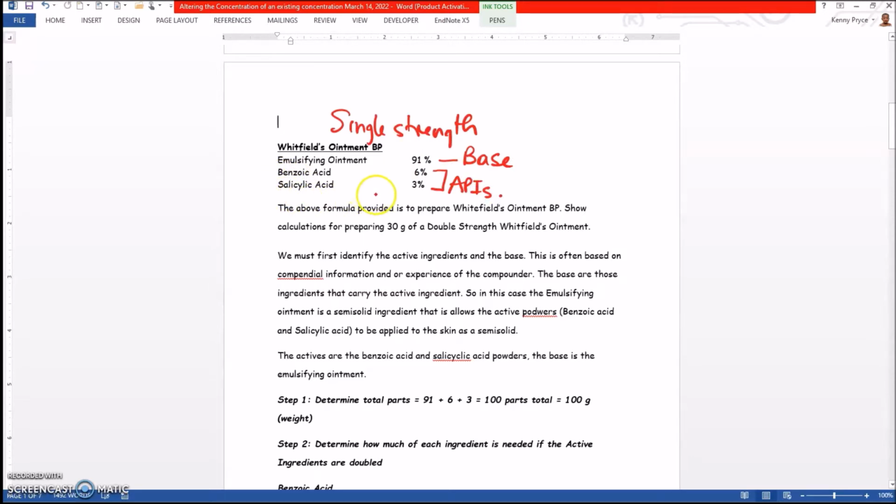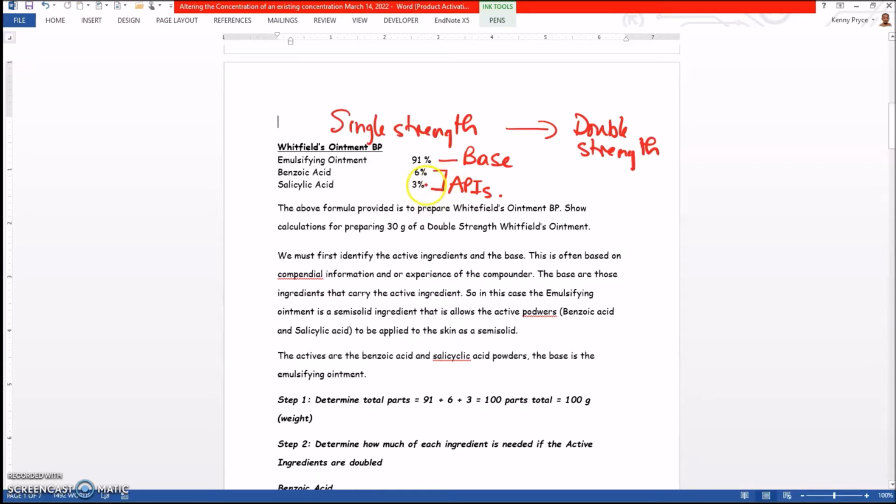The proportion of active ingredients in this formula would have been 9 parts or 9%. Therefore, the amount of base in the formula would have been 91%. And this is for your single strength. But if you are going to increase the single strength to a double strength, then it means that you have to double something. Now you might be saying, oh, that's easy, let's just double everything. Let's multiply 91% by 2, 6% by 2, and 3% by 2.